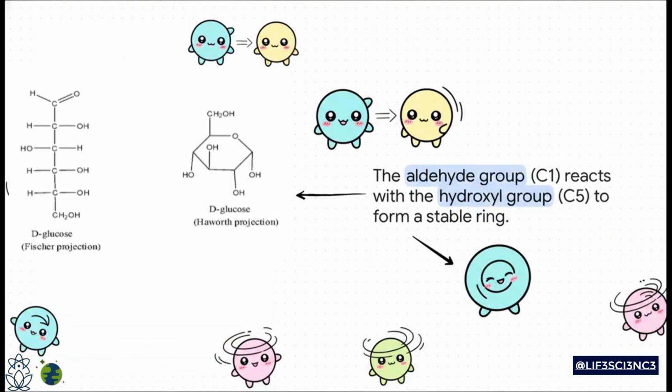Okay, so here's the key. You've got this reactive part, the aldehyde group, right at the top on carbon number 1. Well, it gets a little grabby. It reaches all the way around and links up with the hydroxyl group on carbon number 5. And when that happens, snap! The whole chain curls up and closes into what we call a hemiacetal ring. Think of it like the molecule just getting into a much more relaxed, stable position.